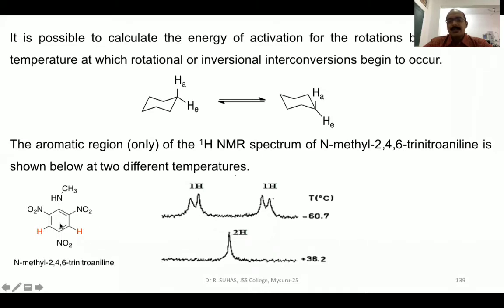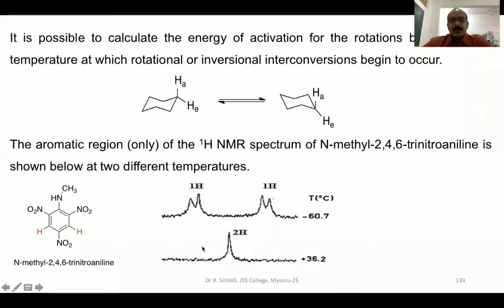So this will think that it has the neighbor 1 plus 1, 2. This will think it has the neighbor 1 plus 1, 2. So this will also give a doublet, and this will also give a doublet here. And that is clearly shown in this. This is only the aromatic region, the aromatic region only of the 1H NMR spectrum of N-methyl 2,4,6 trinitroaniline.